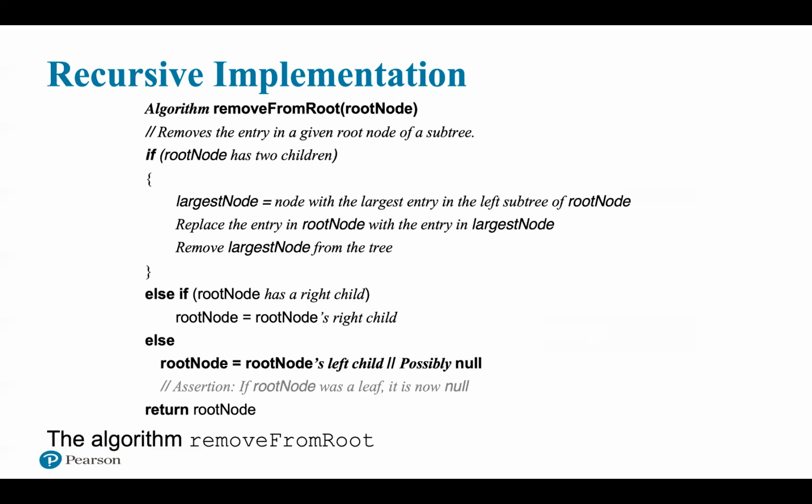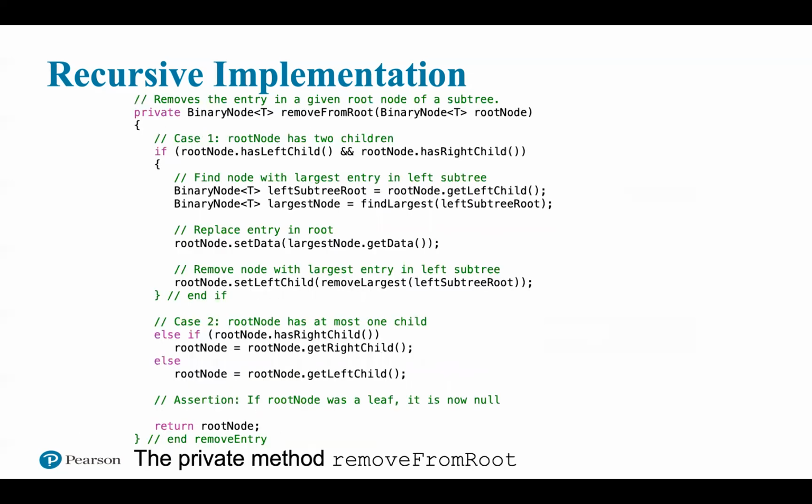To remove the entry in a node having 2 children, we must find the largest entry in the node's left subtree, remove the node containing this largest entry, and then the largest entry replaces the entry to be removed. The following algorithm we're showing here summarizes these steps. So here we're looking at the private method removeFromRoot.